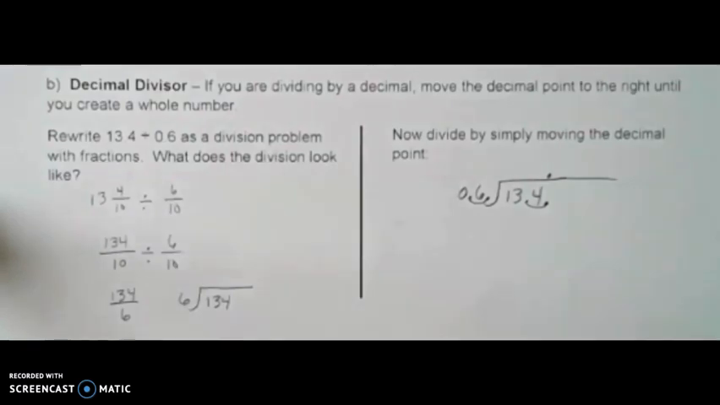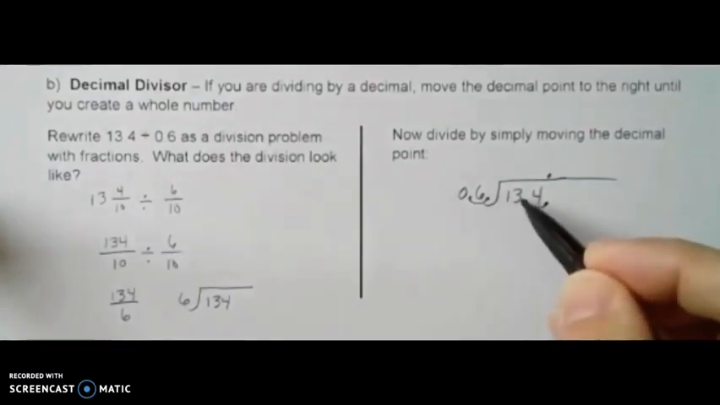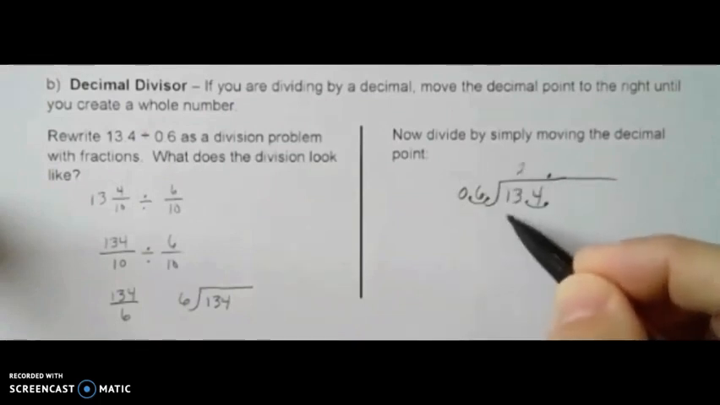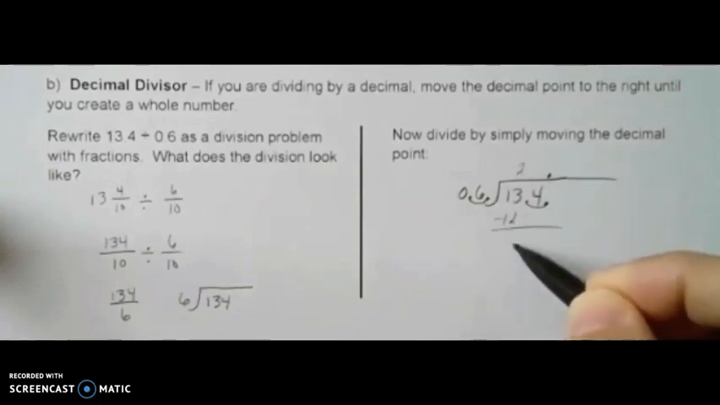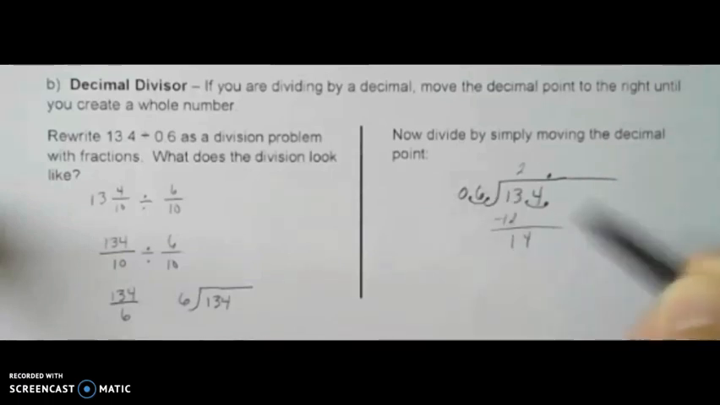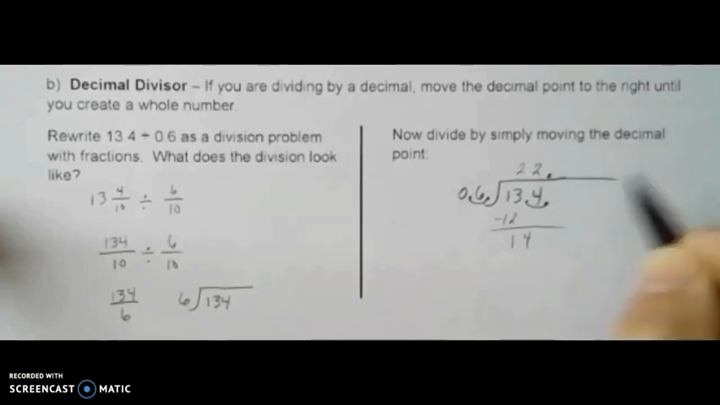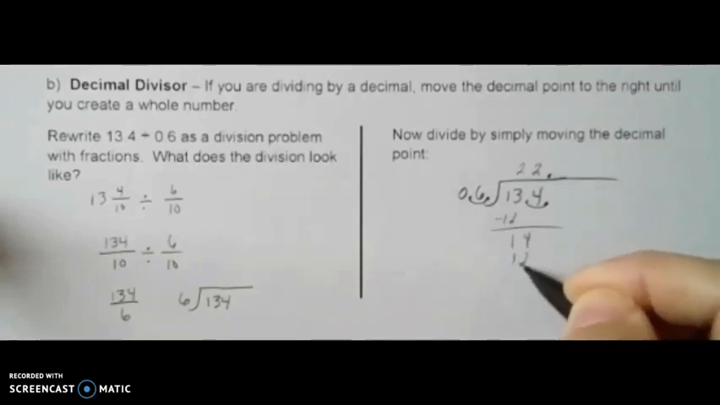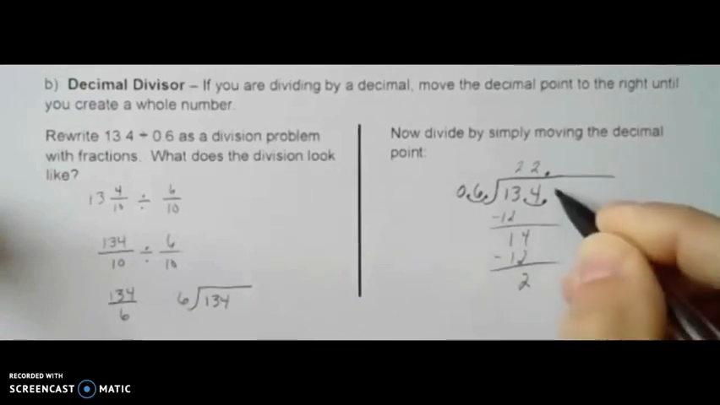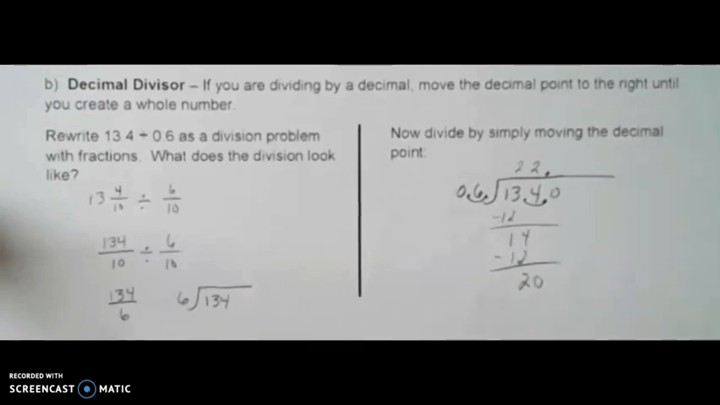So let's go ahead now and do our division. 6 goes into 13 twice, so put the 2 above the 3. 2 times 6 is 12. When we subtract, we're left with 1. Bring down the 4. 6 goes into 14 twice again. 2 times 6 is 12. So when we subtract this time, we're left with 2. I'm going to add a 0 inside and bring it down.